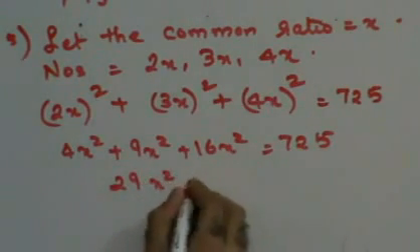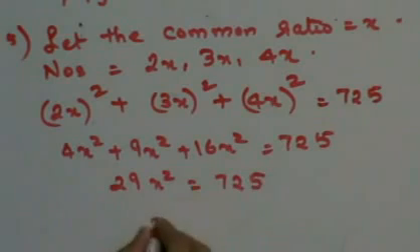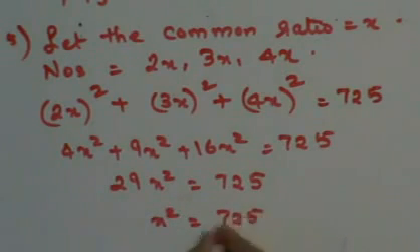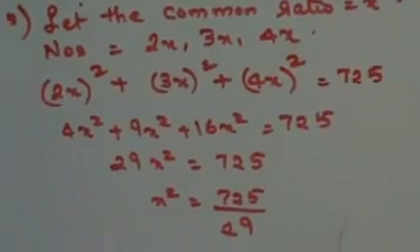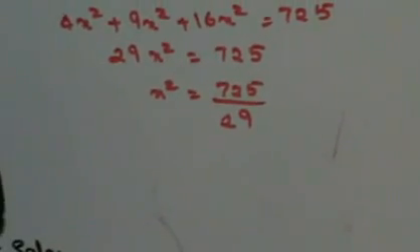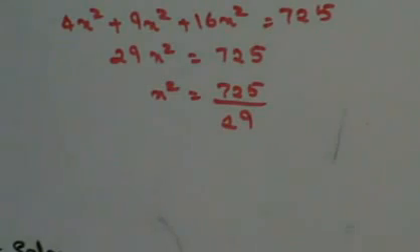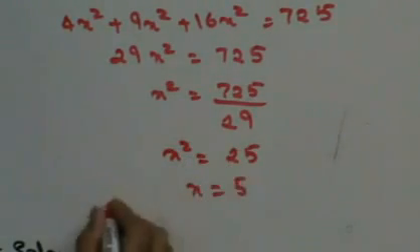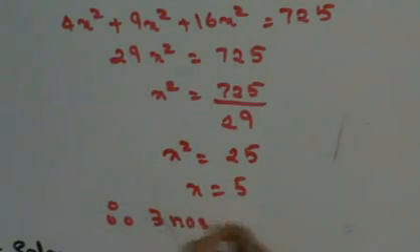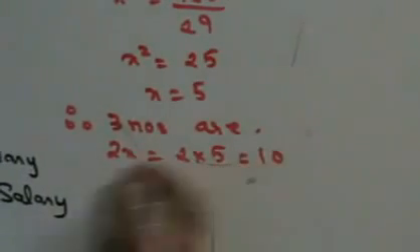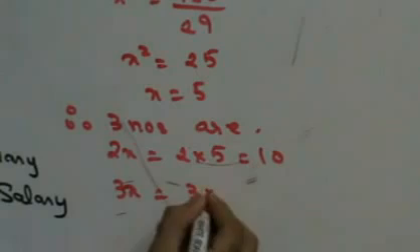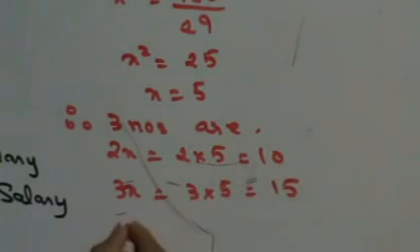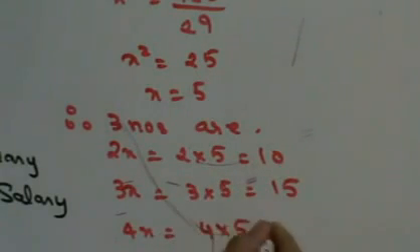29x square is 725. x square is 725 divided by 29. Someone please divide this. When you divide this, you will get 25. Therefore, x is 5. Therefore, the three numbers are: the first number was 2x, so that's 2 into 5, 10. The other number was 3x, 3 into 5, 15. The next number was 4x, 4 into 5, 20. Next, take on the next one please.